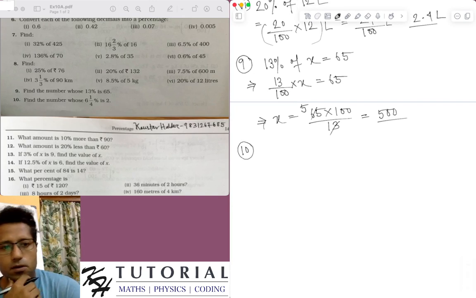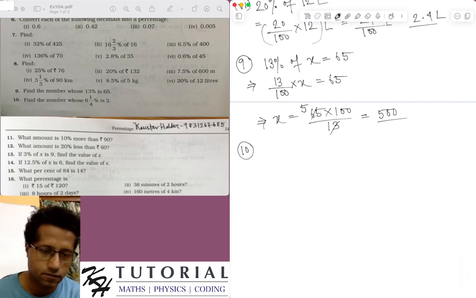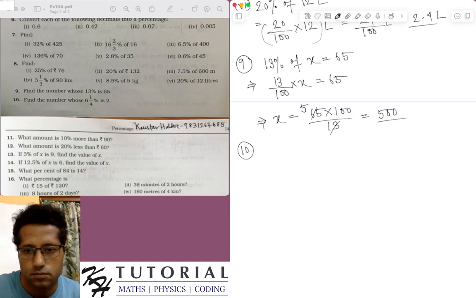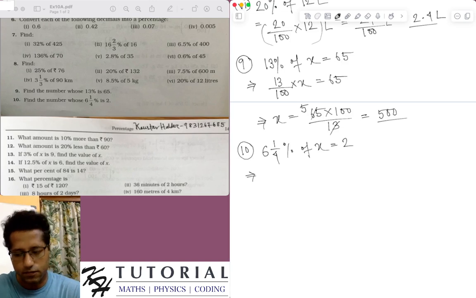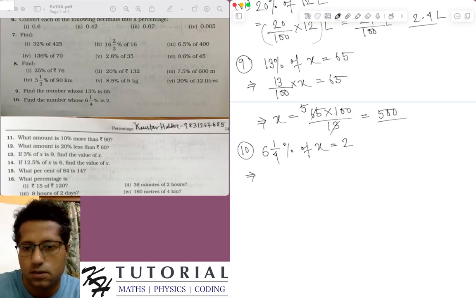Find the number whose 6 and 1/4% is 2. So if the number is x, it is given that 6 and 1/4% of x equals 2, and we have to find x. Now let's convert the mixed fraction to an improper fraction. So this is 25 by 4 percent of x equals 2.